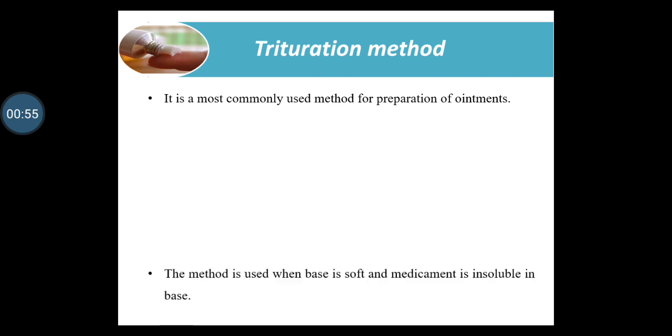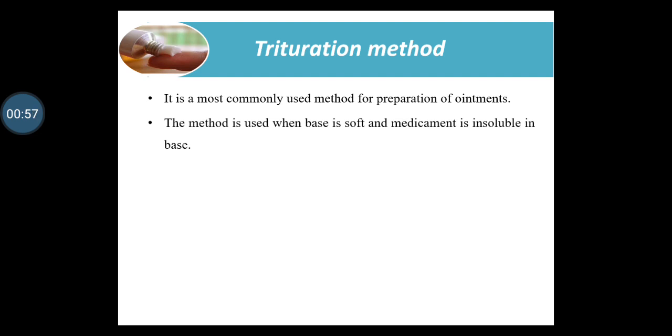First is trituration method. This is the most commonly used method for preparation of ointments. This method is used when base is soft and the medicament is insoluble in base. If the condition is such, then we use the trituration method, and it is mostly used method for preparation of ointment. It is easier than other methods.